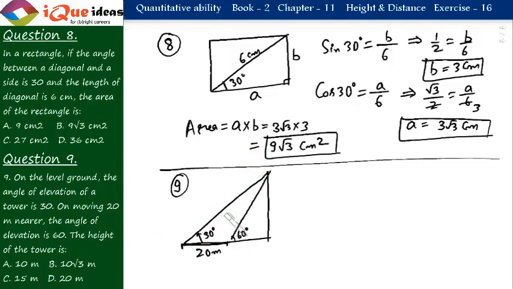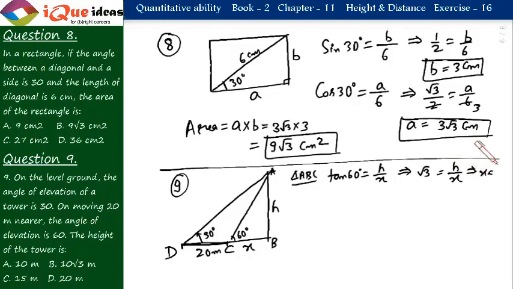Alright, so if I name the triangle as A, B, C, D, suppose the height of the tower is H and the distance BC is X. Let's see, from the triangle ABC, tan 60 degrees would be equal to the opposite side H upon the base X. Now this gives us tan 60 degrees, root 3, is equal to H upon X. So from here we need to calculate the height. So let's calculate X: X is equal to H upon root 3.